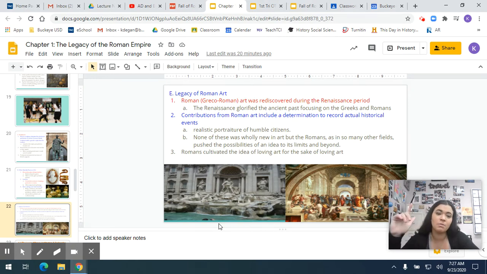So Roman or Greco-Roman art was rediscovered during the Renaissance period, which is what I was just talking about. And the Renaissance glorified the ancient past, focusing on the Greeks and Romans. That's the only people they really formed their art after. And the contributions of Roman art include a determination to record actual historical events, and they believed in realistically portraying humble citizens. None of these were wholly new in art, but the Romans were able to make that their focus, right? They were able to kind of boom, right?